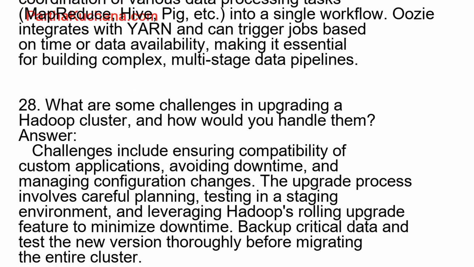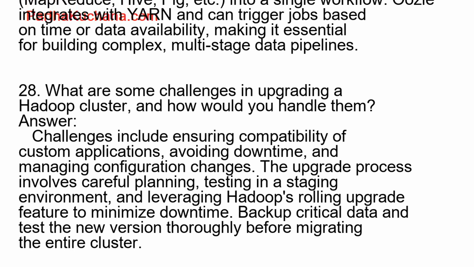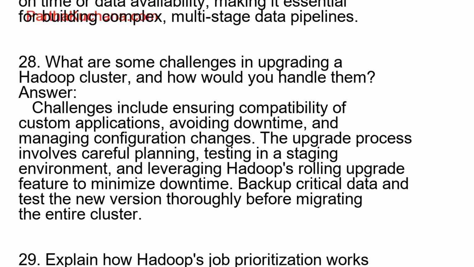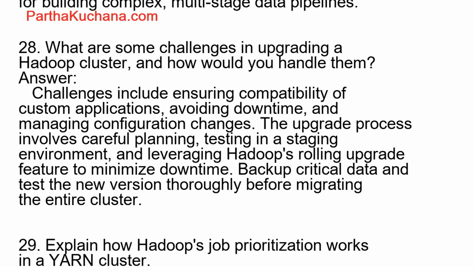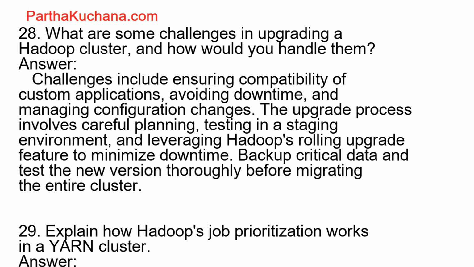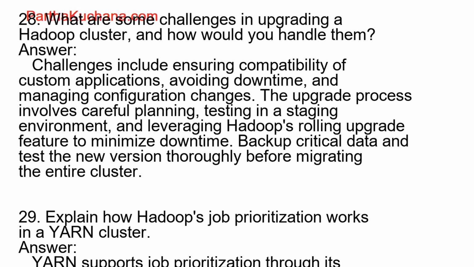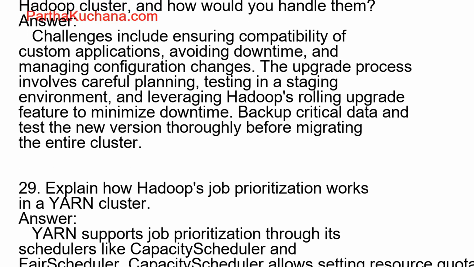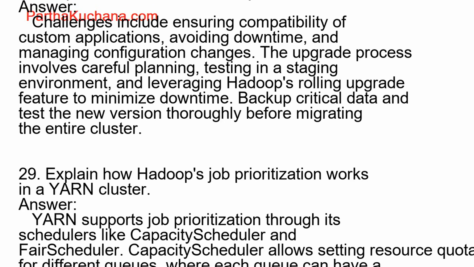30. How does Apache Hadoop ensure data locality, and why is it important? Answer. Hadoop ensures data locality by scheduling tasks on nodes where the data resides, or as close as possible. This reduces the need to transfer large amounts of data over the network, improving performance. Data locality is essential in large clusters to minimize network congestion and increase job execution speed.